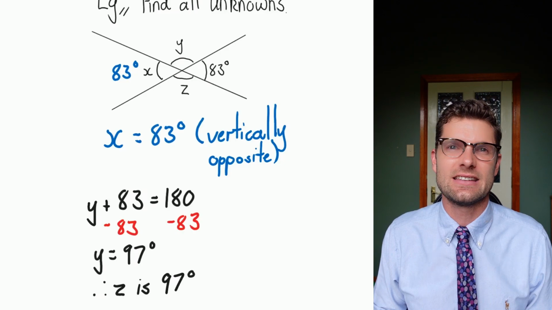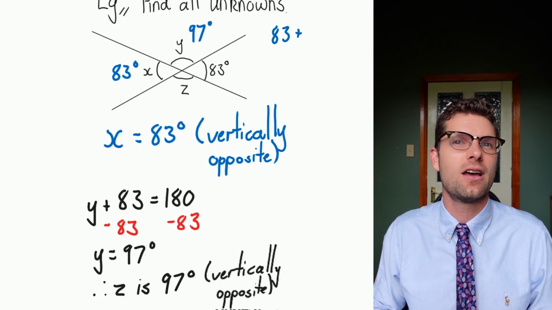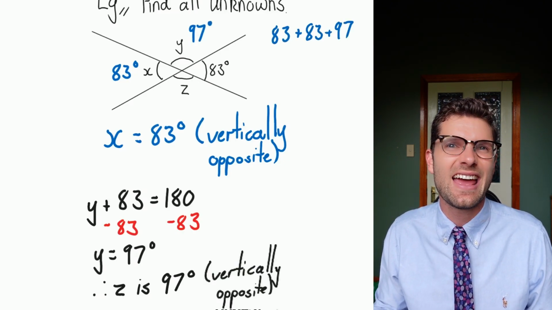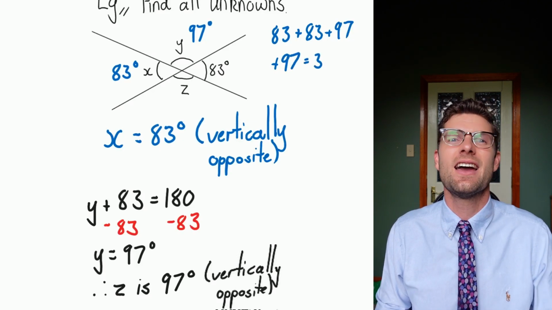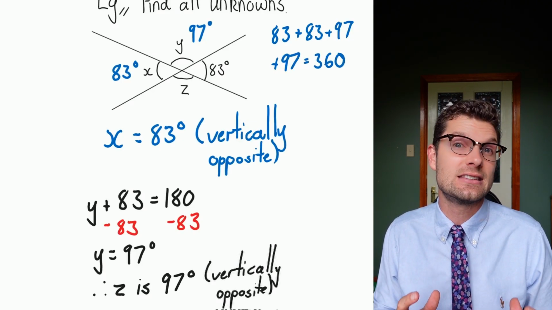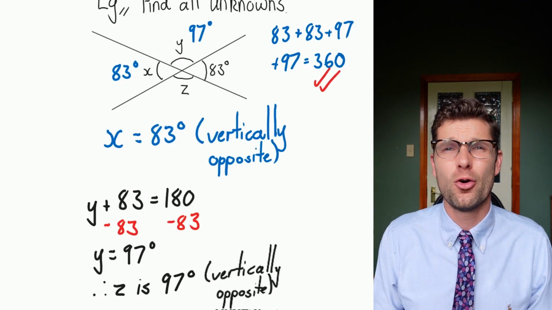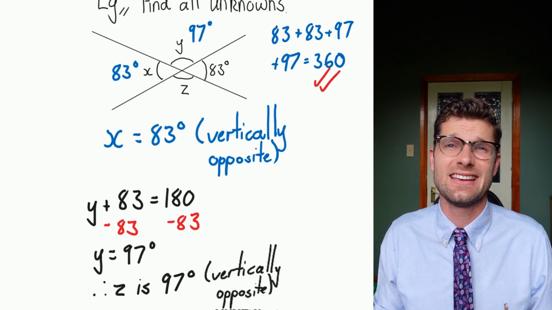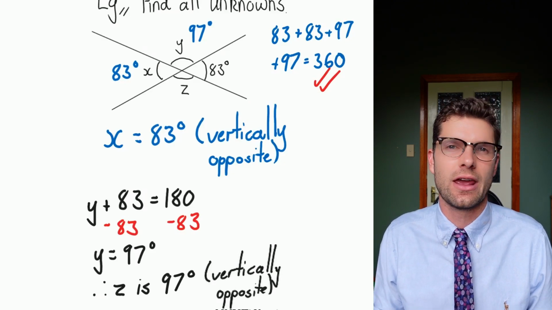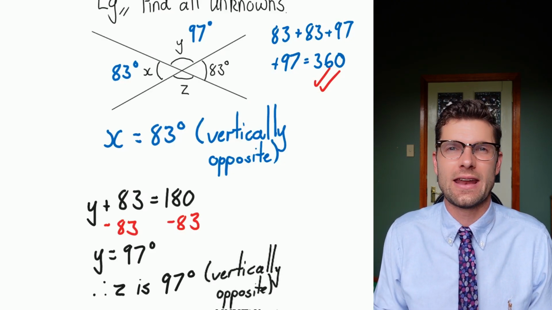Again, we can check this. If we do 83 plus 97 plus 83 plus 97, it gives us the answer of 360, and that again has to be the sum of all the angles around a point because it's just a circle. Again, all you have to do is write how you know these things. If they are vertically opposite, you'll get a mark, and this is all we need to do.